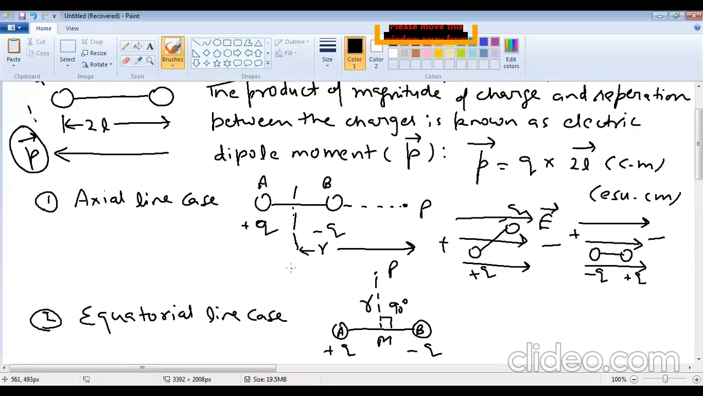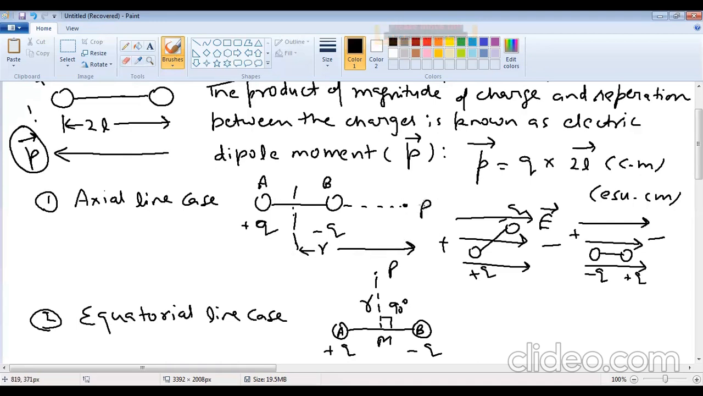Whenever we have a dipole, there are many possibilities in which a combined effect of its constituent charges, the combined field production, can be realized at points in space. For all those possibilities, three broad categories are discussed here. One is the axial line case, when you have a dipole and a point of measurement lying on the axis of the dipole. The axis of the dipole is AB, as shown here. If we have some point P placed at some distance r from the center of the dipole, then this is the axial line case.